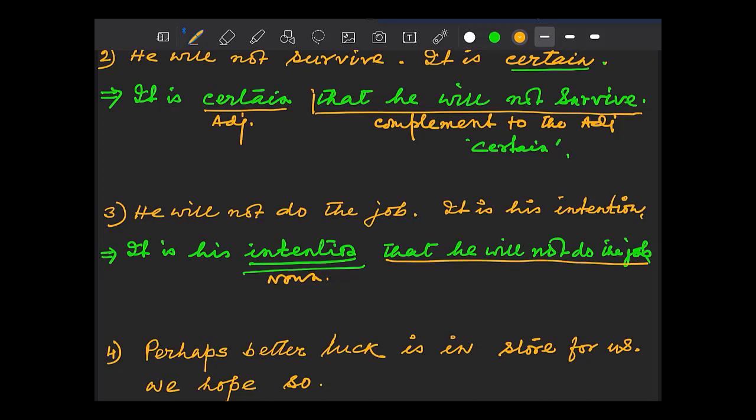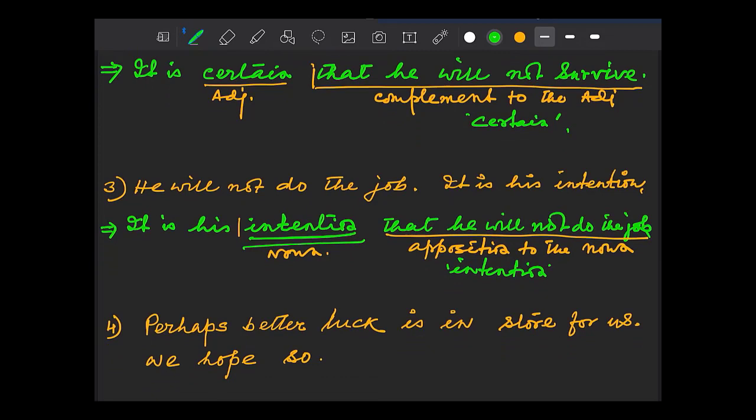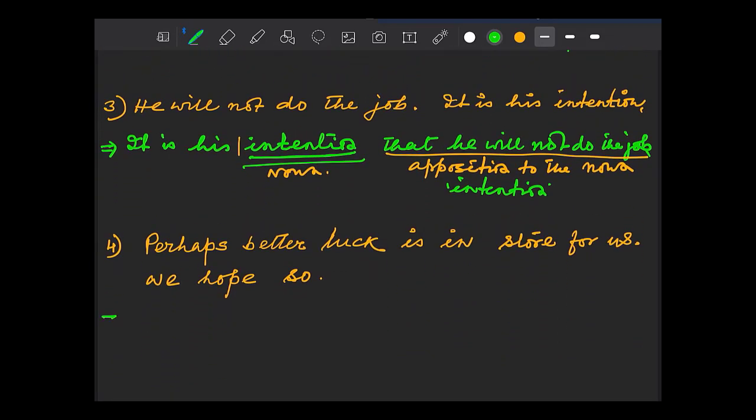It is explaining this noun, so it is apposition to the noun intention. Okay, apposition to the noun intention. The last one here, perhaps better luck is in store for us. We hope so. So, in place of so, we'll use this, that we hope.